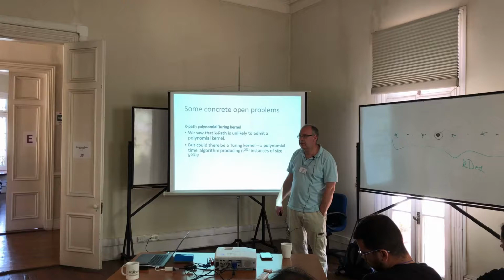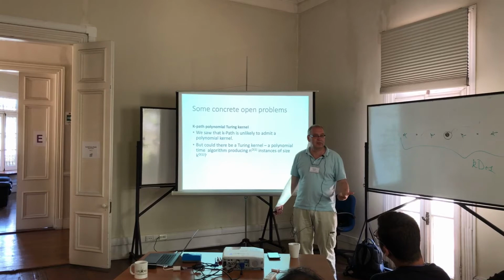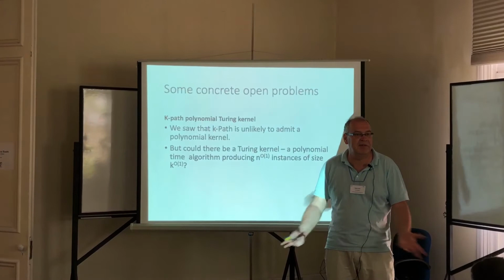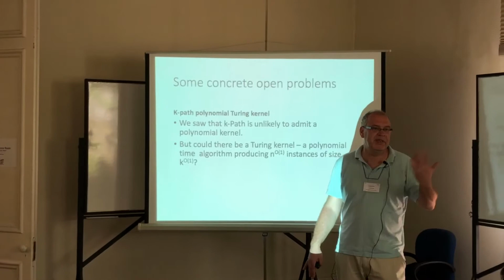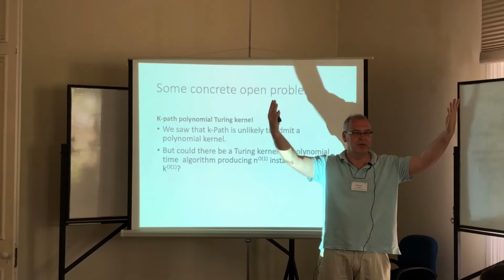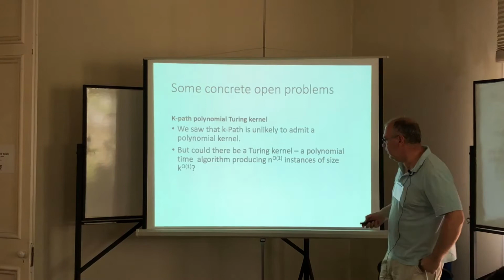And there are examples, like planar graphs, where this is helpful. Surprisingly, it's different from normal kernelization. K-path on planar graphs doesn't have a polynomial kernel, because it's NP-complete, and the same type of arguments which I gave for k-path on general graphs work on planar graphs. But a Turing kernel is there.